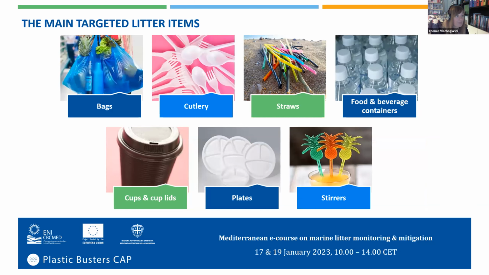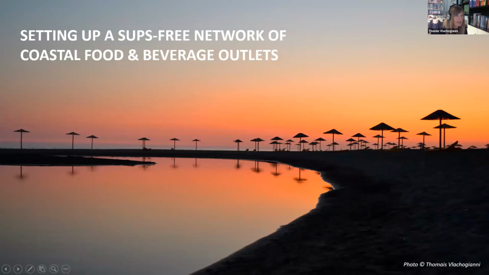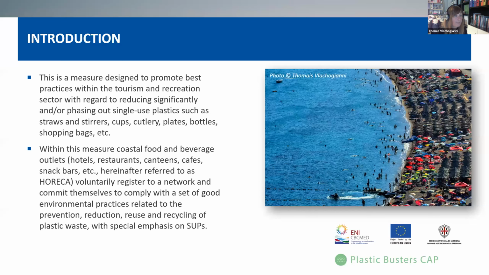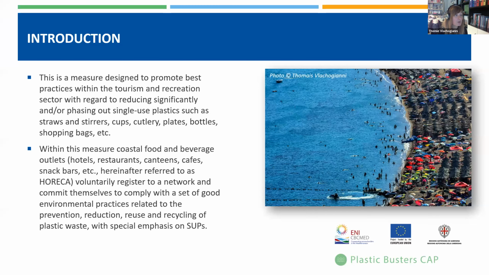So these measures targeted, the items that they mainly targeted were shopping bags, cutlery, straws, food and beverage containers, cups and cup lids, plates and stirrers made of plastic. And regarding the first measure, you can see it taking place in different shapes and forms and modalities, but the main aim of this measure is to promote best practices within the tourism and recreation sector with regard to reducing significantly or even phasing out the single-use plastics they use.